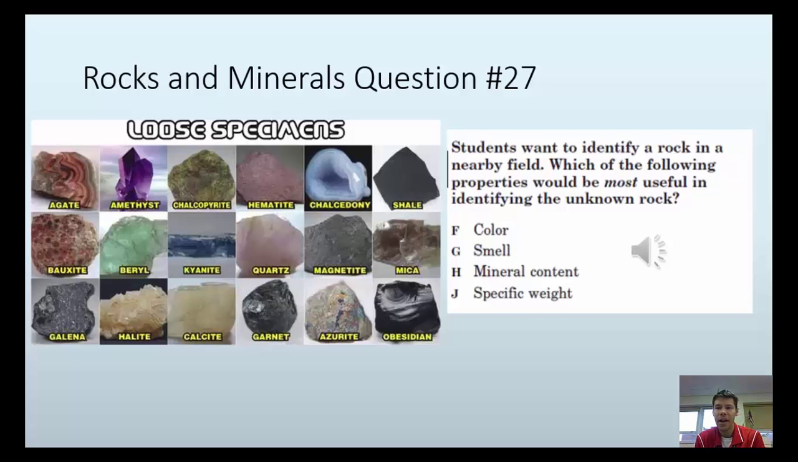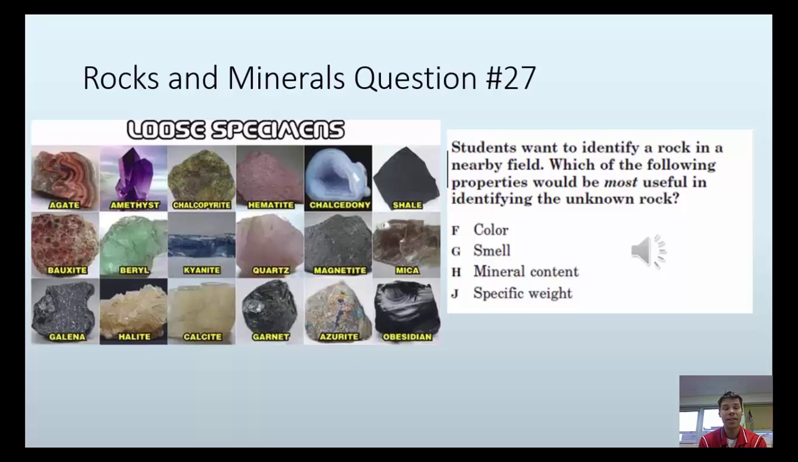Students want to identify a rock in a nearby field. Which of the following properties would be most useful in identifying the unknown rock? So if you have a rock and you don't know what it is and you want to identify it, the color could be helpful. It's probably not the best answer. The smell, definitely not. The smell of a rock has nothing to do with which rock it is.